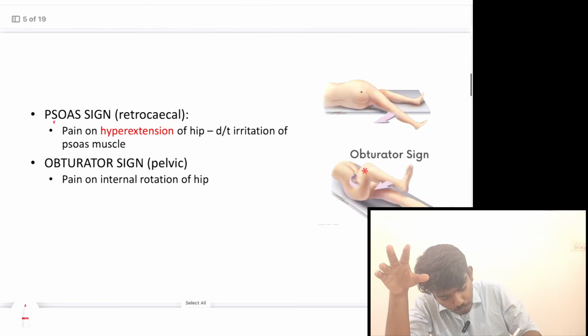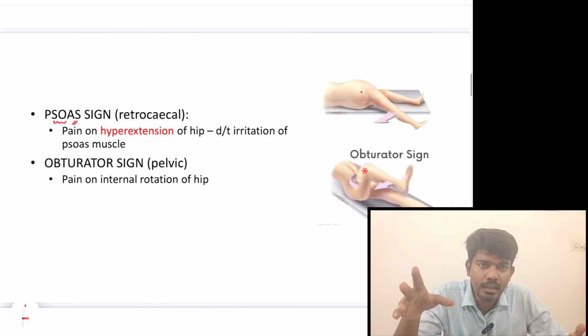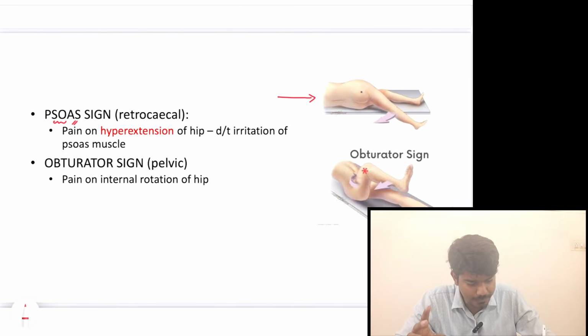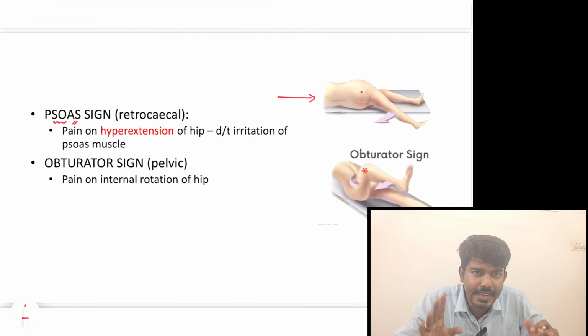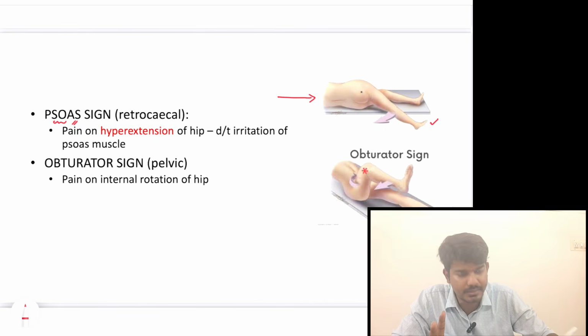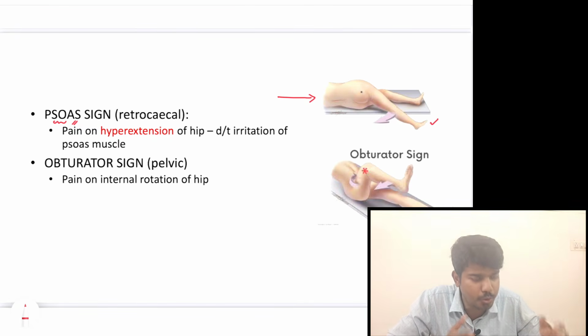Next is the Psoas sign. What is this Psoas sign? We have to ask the patient to, we can see in this image, we hyperextend the hip, like that is shown in this image. We are hyperextending the hip.